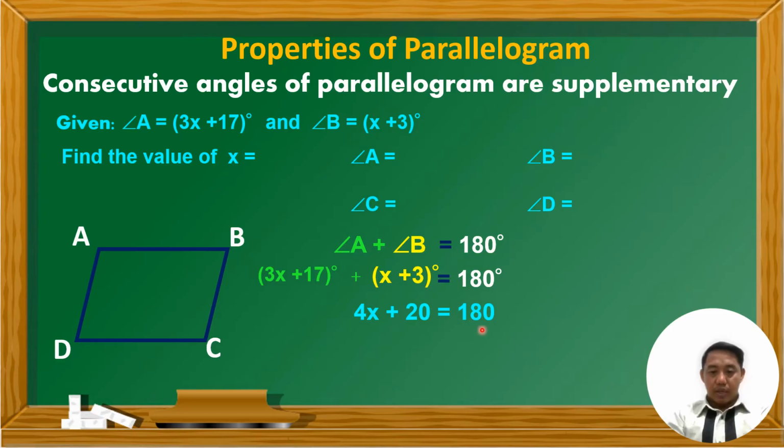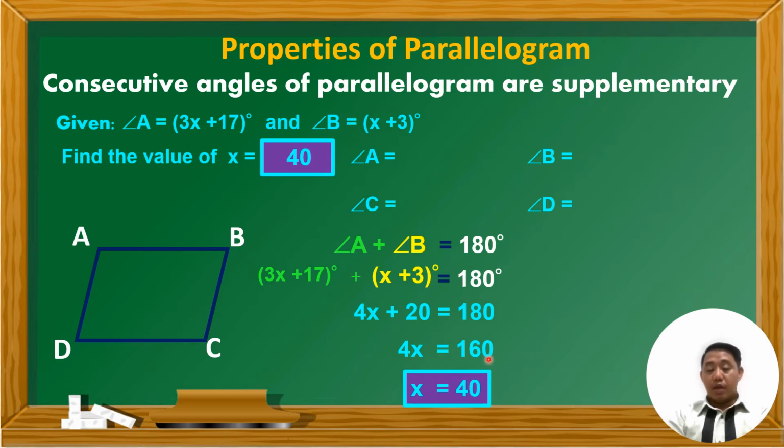Bring down 180. Lilipat natin to sa kabila. Ima-minus natin sa 180. So, bring down 4x. 180 minus 20 is 160. And divide both sides by 4. X will be equal to 40. So, we have the value of x, which is 40. The next natin will be find the value of angles ABCD.